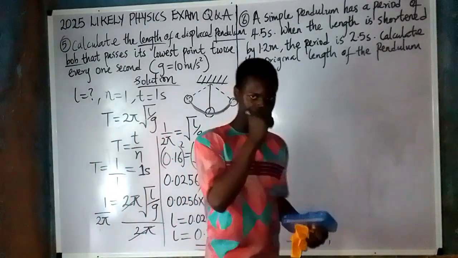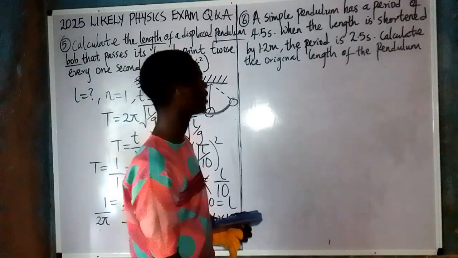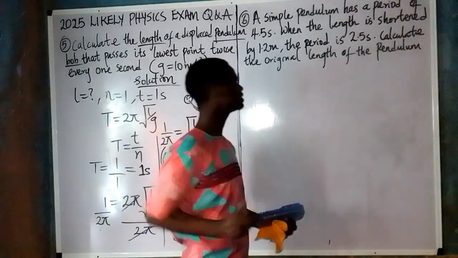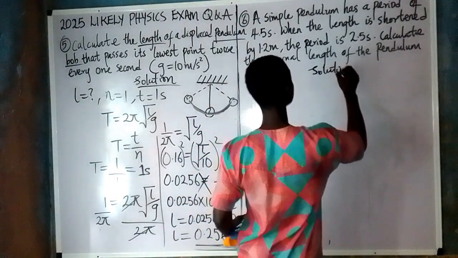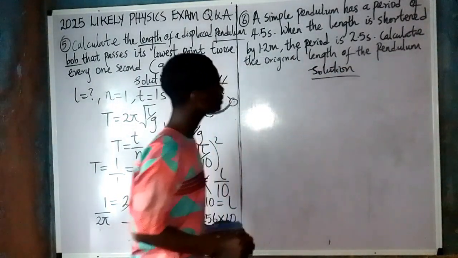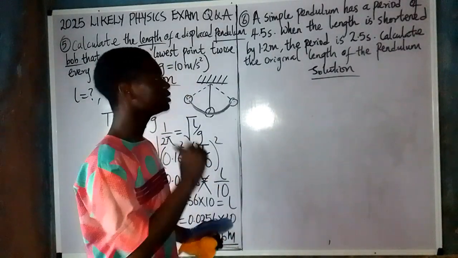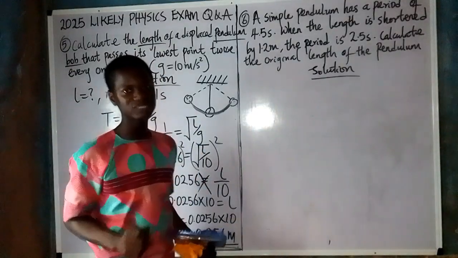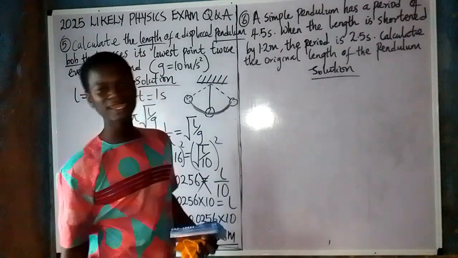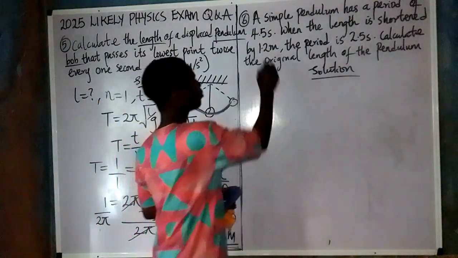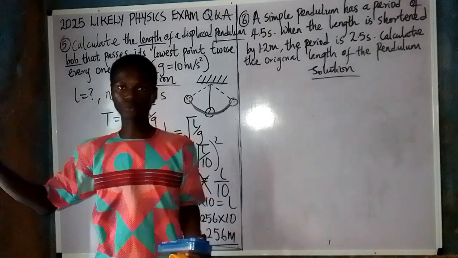It reads, a simple pendulum has a period of 4.5 seconds. Now, when the length is shortened, let's start deriving without wasting time. We can actually start deriving now. When the length is shortened by 1.2 meter, the period is now 2.5 seconds. So it was assumed there was an initial length L. So when that initial length L is shortened by 1.2, in mathematical expression, we will say L minus 1.2 to get the final length.